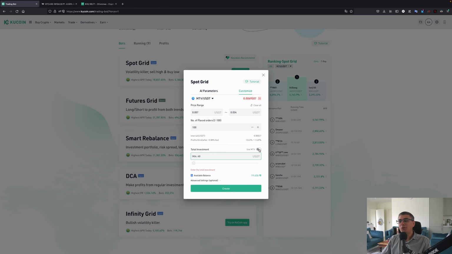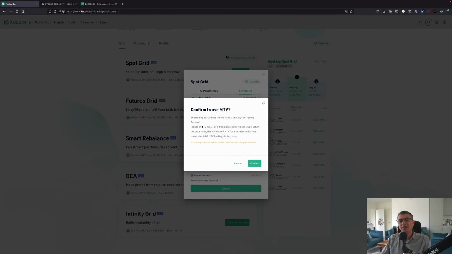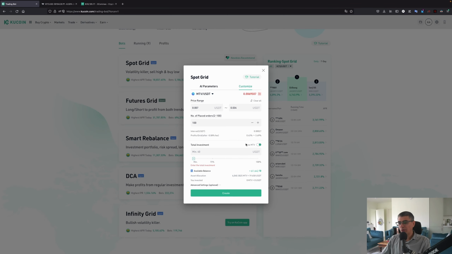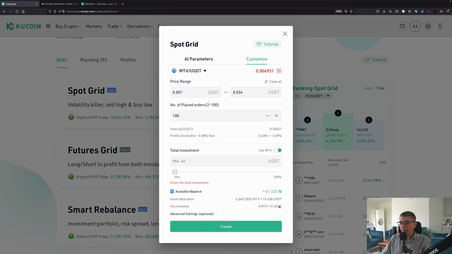Now you see this sliding bar right here. This is very important. Use MTV, and I will click on that. And here it's telling you that it's going to sell and buy MTV, blah, blah, blah. Of course, that's what I want to do. And in this case, you can use your MTV. You see here at the bottom, let me zoom in like this, 0 MTV plus 0 USDT, right? So if I go to 100% here, I will invest 6,000 MTV plus roughly $19, right? Now I want to reduce this until I get only MTV without dollars. It's difficult to get this 100% exactly, but it's okay to get it close to what you want to do, right? And let's say this is very good actually, yes.